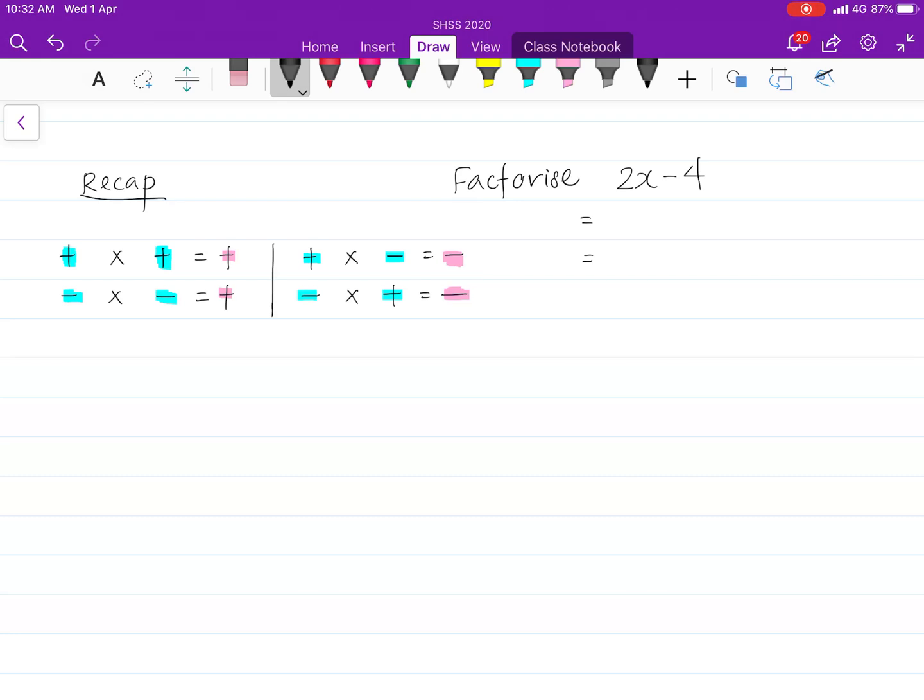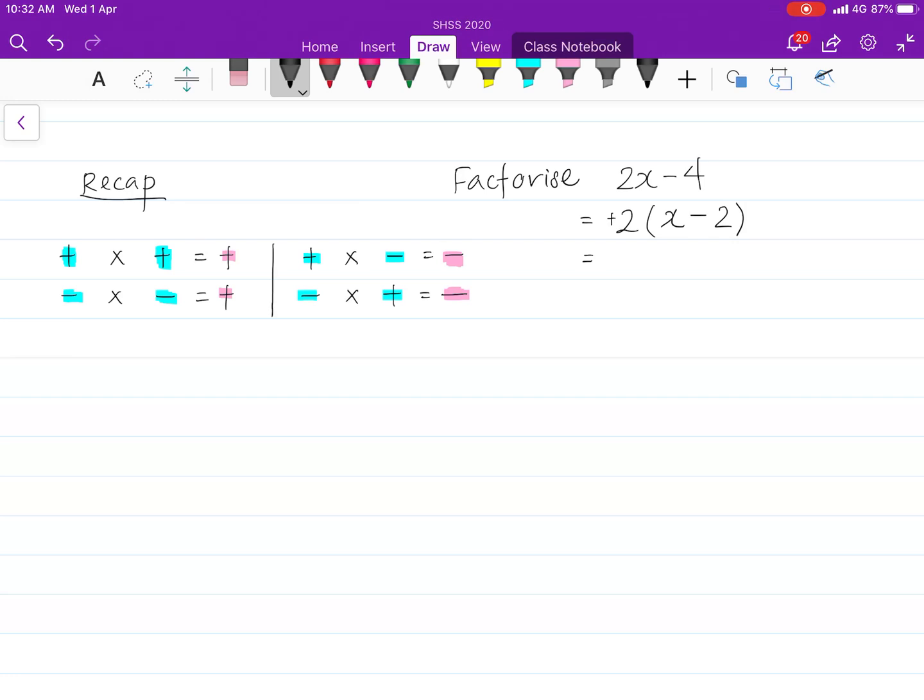Think about it. 2x minus 4, what is the common factor? You would know that the common factor is 2. So what you can do is you factorize out 2 and you're left with x minus 2. Well done. But is there another way to factorize 2x minus 4 other than just factorizing out positive 2?